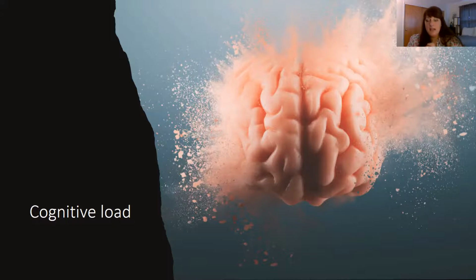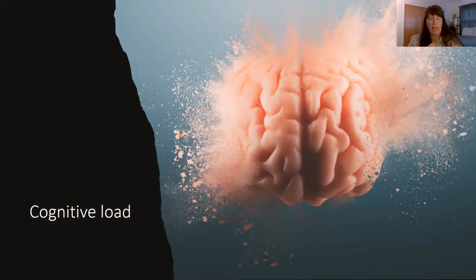There's intrinsic cognitive load, extrinsic cognitive load, and germane cognitive load. Intrinsic cognitive load refers to the number of things that have to be processed at the same time in working memory. This is affected by the inherent complexity or difficulty of the information that students are trying to hold in working memory. So the more difficult a task or the material they're trying to learn is, the more intrinsic cognitive load they're going to have.